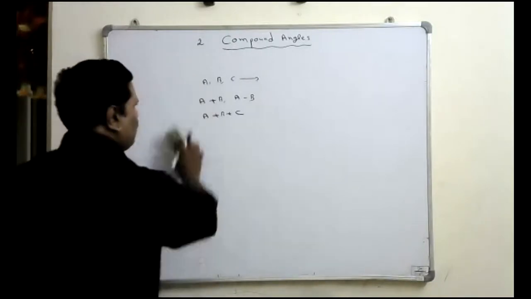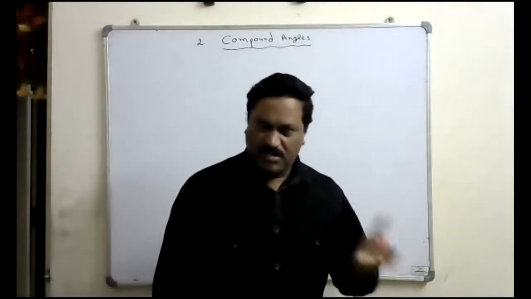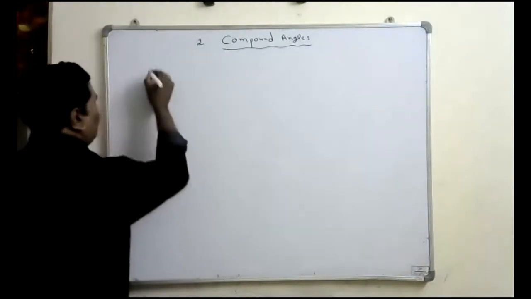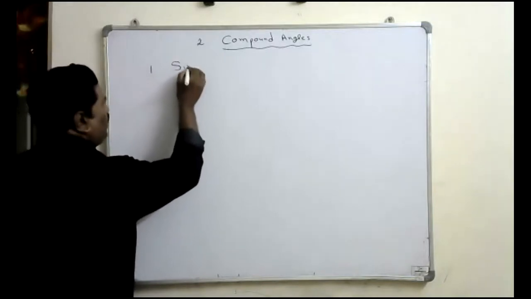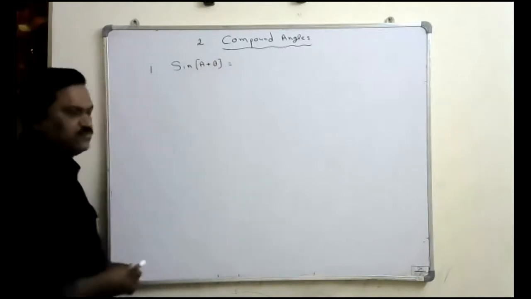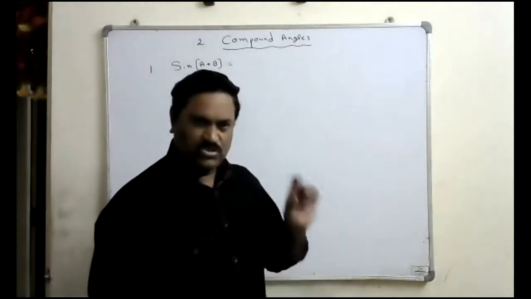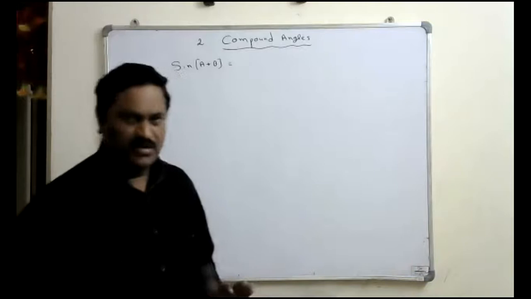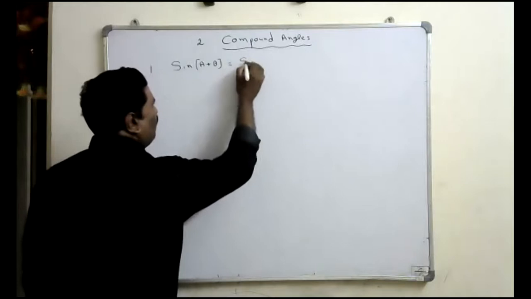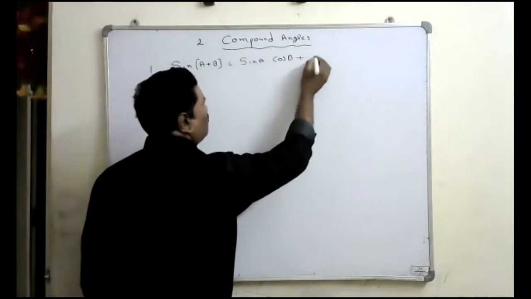In this first topic, we have the formulas for a single angle: sin A, cos A, tan A. We know their definitions. But in this topic, we have to remember the formula for sin of A plus B, the sin of the compound angles. We will take this formula without proof, directly, and learn it by heart, because the proof is not required since it is an objective. So sin of A plus B is sin A cos B plus cos A sin B.